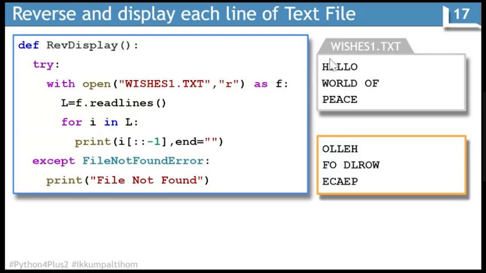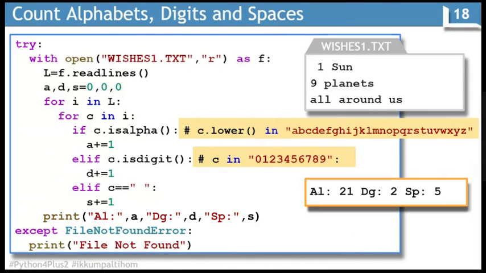So you can see hello is reversed here, world of is reversed here, and peace. Next, counting alphabets, digits, and spaces. We'll go with the same kind of logic, and this time we can make use of double for loop. So I just tried to give you two different kinds of logic.